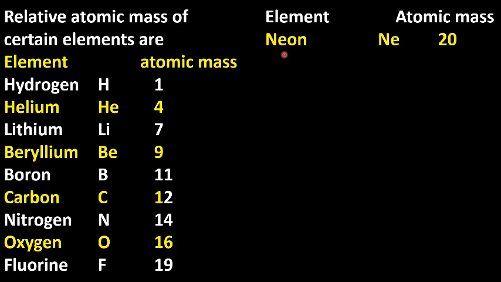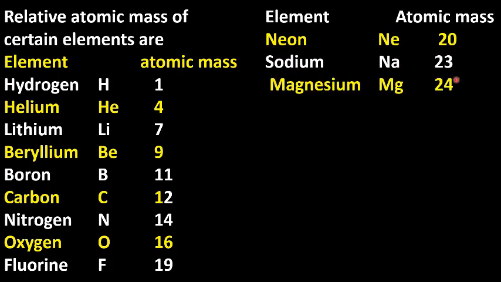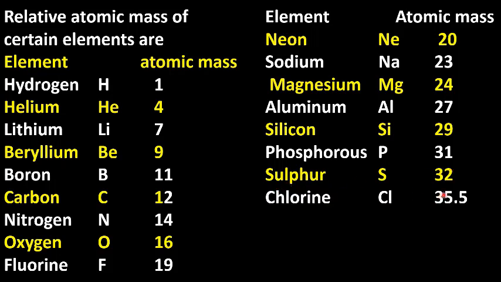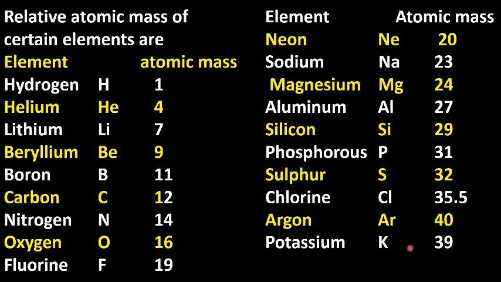Relative atomic mass of neon, Ne, 20. Sodium 23. Magnesium 24. Aluminum 27. Silicon 28. Relative atomic mass of phosphorus is 31. Sulfur 32. Chlorine 35.5. Argon 40. Relative atomic mass of potassium is 39 and that of calcium is 40. So, you read all these elements with relative atomic masses every day for 5 minutes. You will recollect all these elements with relative atomic masses.